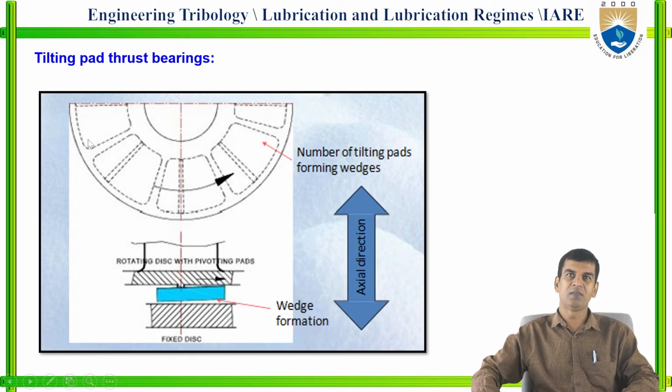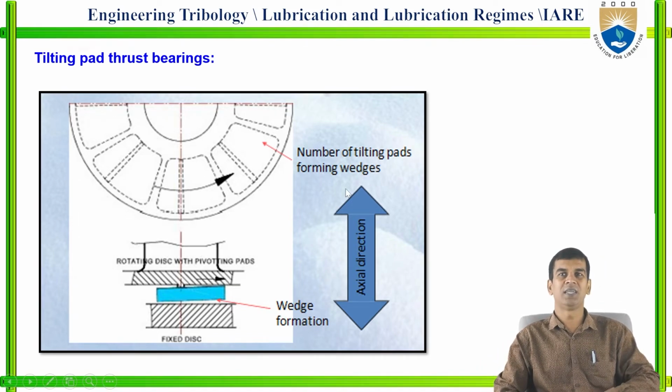You can also see this tilting pad of the thrust bearings. A number of tilting pads form the edges. You can see 1, 2, 3, 4. It is rotating with pivoting pads, and this is a fixed disc, and the wedge formation will take place in the gap between the two surfaces. Here the movement will be in the axial direction. The pressure distribution or wedge formation also depends upon the number of tilting pads forming the wedges.